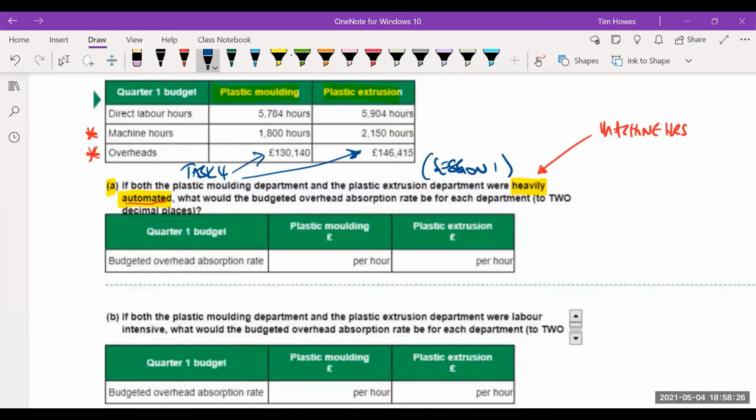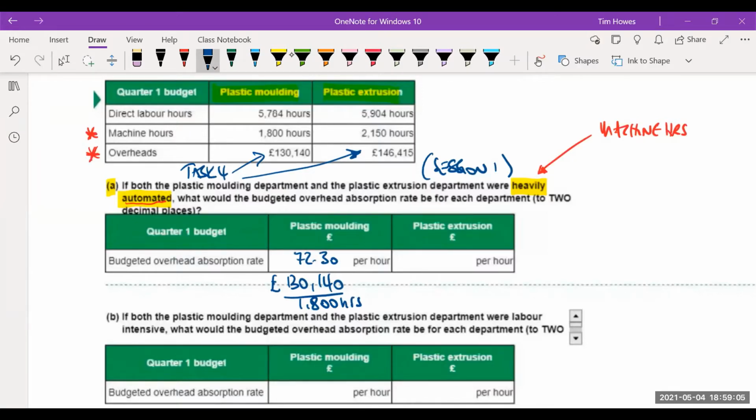So for the plastic molding, I'd be looking here at £130,140 of overhead budget. And I would be absorbing this on the basis of an activity level, a budgeted number of machine hours of 1,800. Great. So if I pop that into my computer, as you have done, I can see that everyone is in agreement there with £72.30.